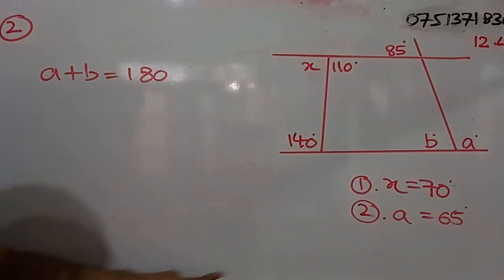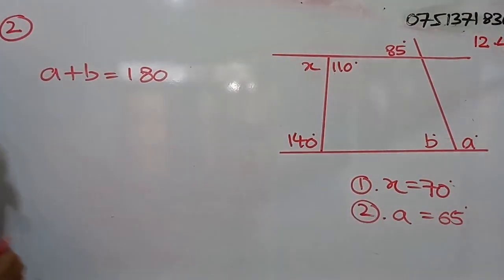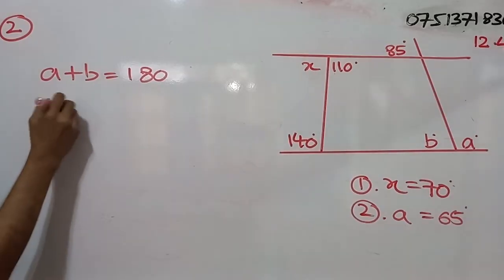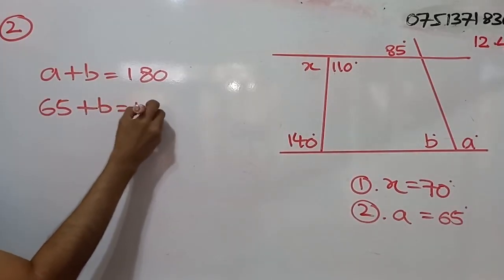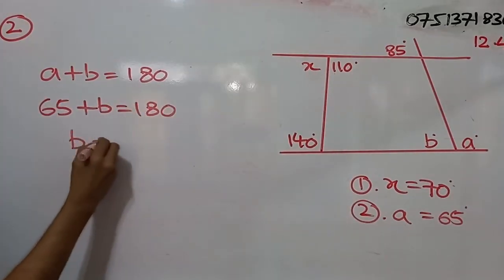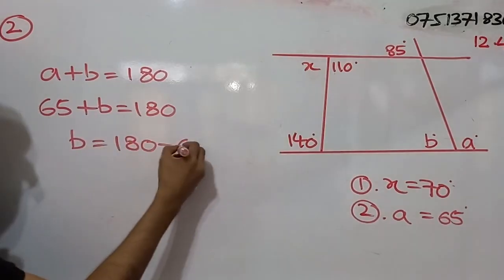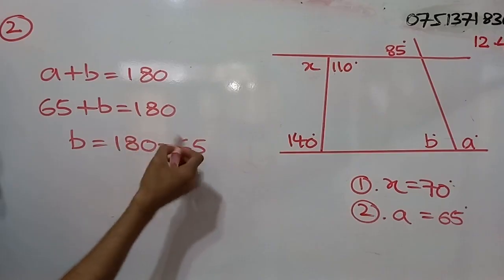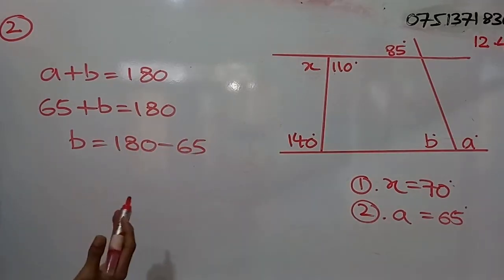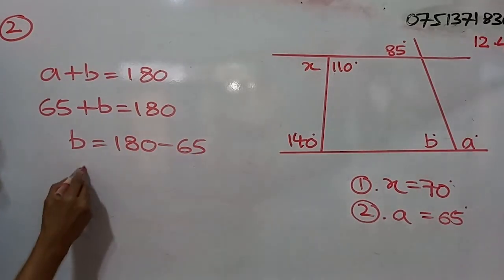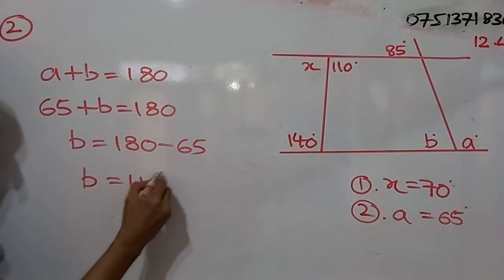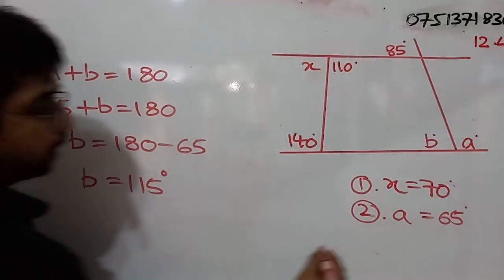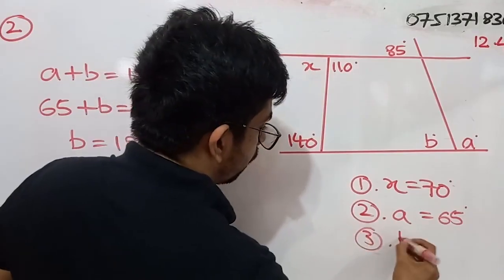So simple a is 65 degrees now. So a is 65 degrees plus b is equal to 180. b is 180 minus 65. 180 minus 60, what is that? 120. 120 minus 5 is 115. So simple b is 115 degrees.